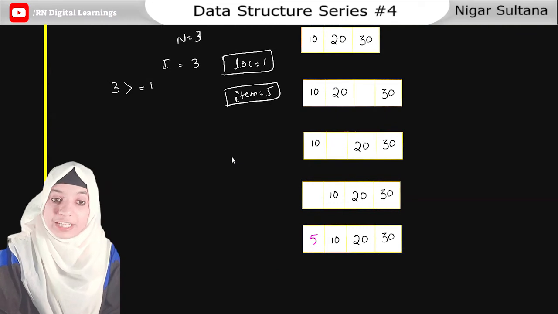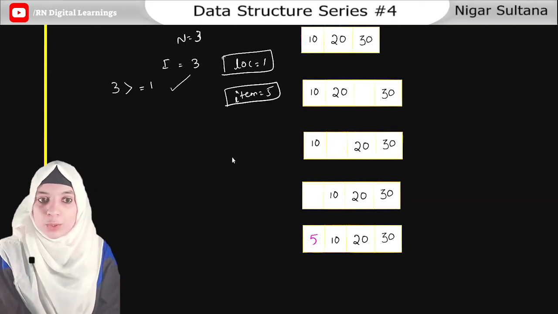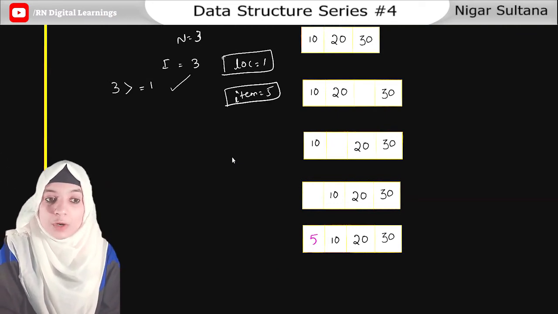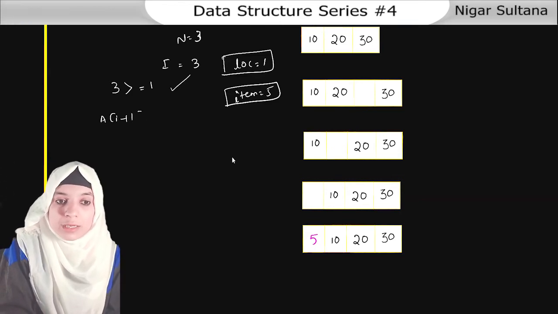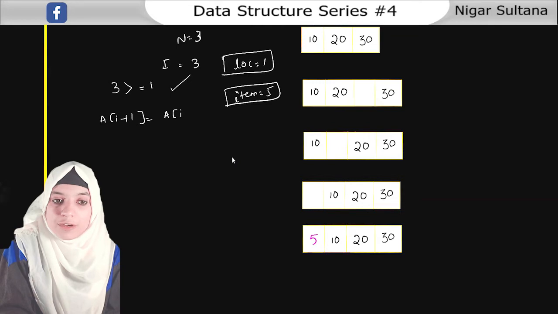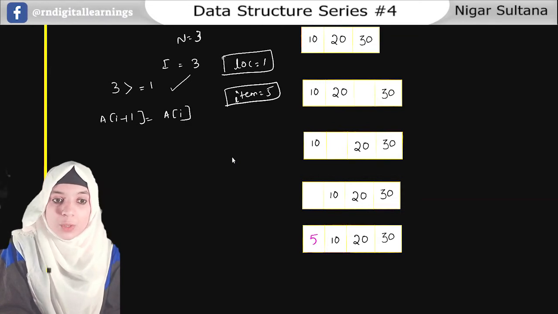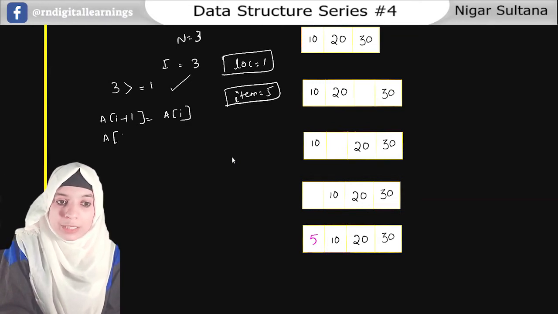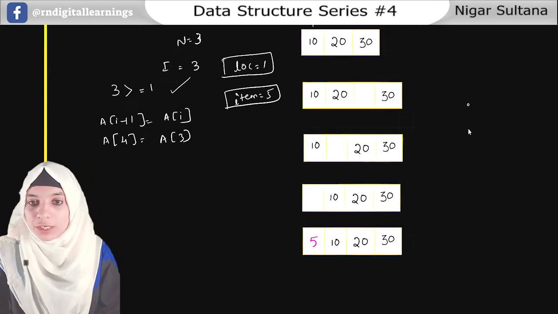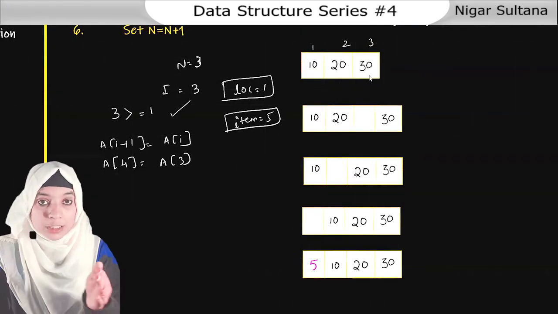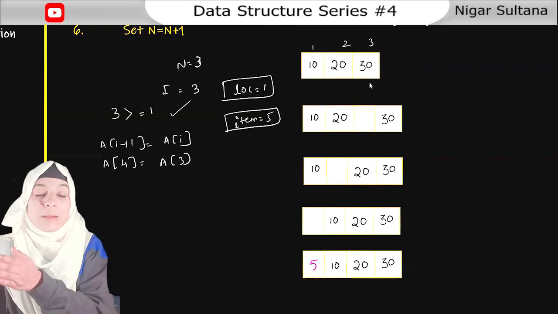Yes, if the condition is true, what must I do? I must set A of I plus 1 to A of I. So what is I here? I is 3. I must place I, 3 plus 1 is 4. At the place of A of 4, I must send the value of A of 3. So what is A of 3 here? A of 3 is 30. I must place this 30 element in the place of A of 4.